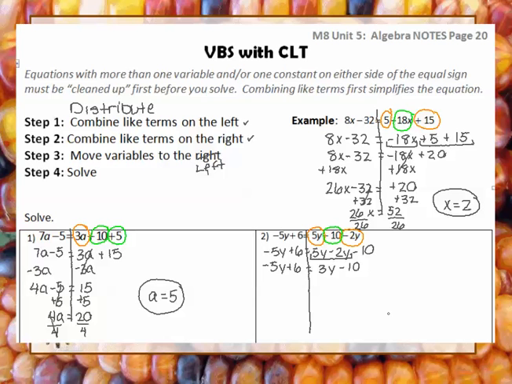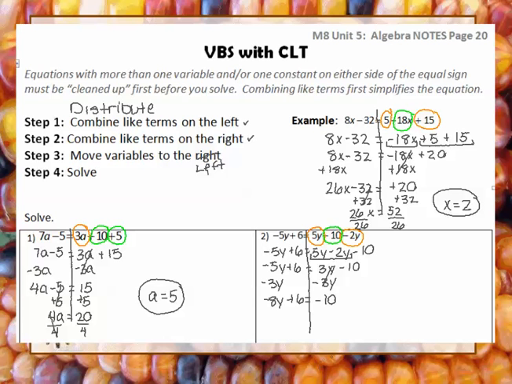So I combine like terms. Now I need to move my letters to the left. So I'm going to move this whole term, so I need to subtract it. Minus 3y, minus 3y cancels on that side. Negative 5y minus 3y gives me negative 8y plus 6 is equal to negative 10.